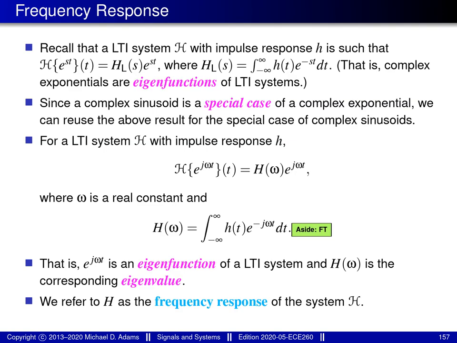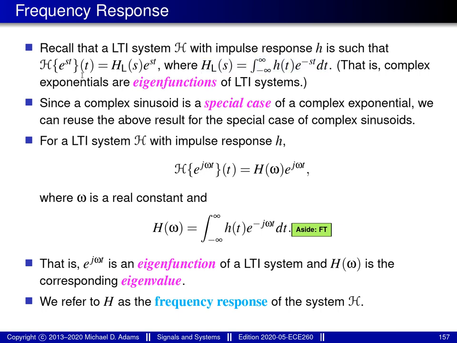Recall that earlier in the course we saw that complex exponential functions are eigenfunctions of linear time invariant systems. And in particular, what we saw was that for an LTI system denoted by script h with the impulse response little h, a relationship of this particular form is satisfied, where the function denoted by h subscript L is given by this integral here.